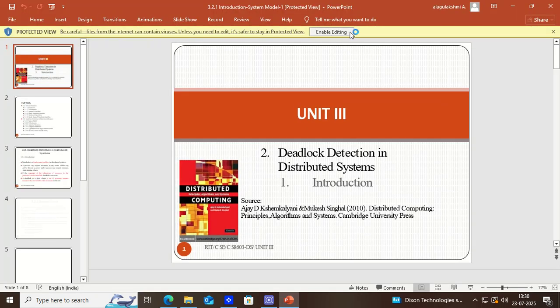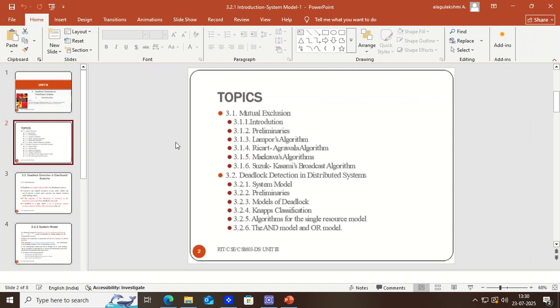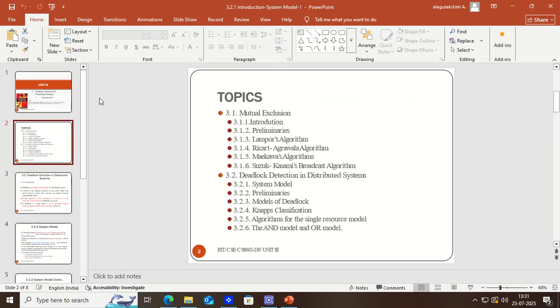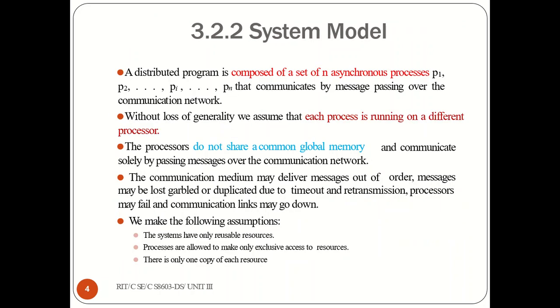The next topic is system model, deadlock in distributed systems. What is deadlock? Deadlock is a fundamental problem in distributed systems. Processes may request resources in any order, and a process sequence may hold a collection of resources that are controlled, so deadlock can occur.